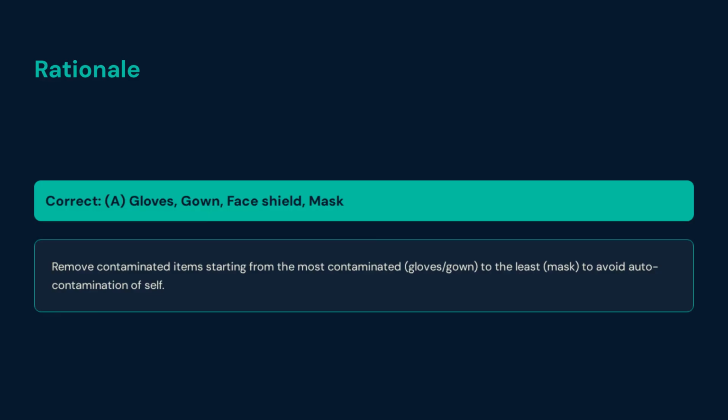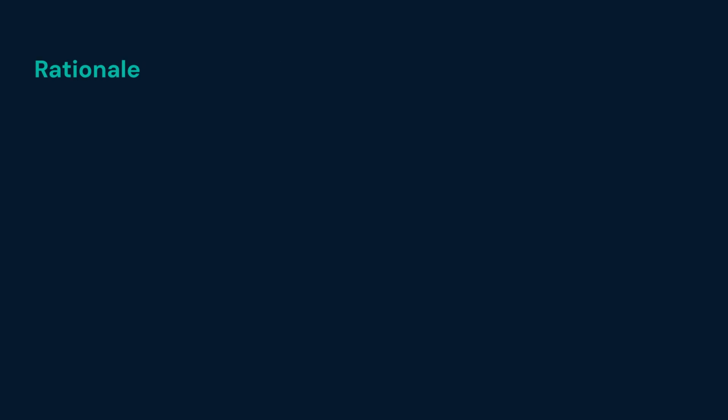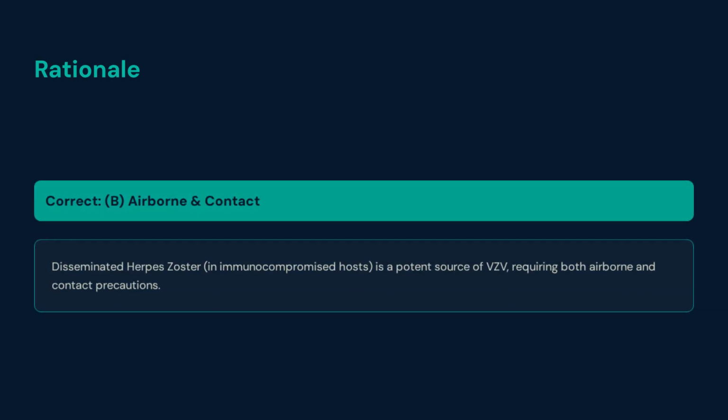Next, let's discuss disseminated herpes zoster. Disseminated herpes zoster requires which precautions? A. Droplet, B. Airborne, C. Contact, or D. Both B and C. The correct answer is D. Both B and C. Disseminated herpes zoster, or shingles, involves both airborne spread of the virus and contact transmission from lesions, requiring combined precautions.